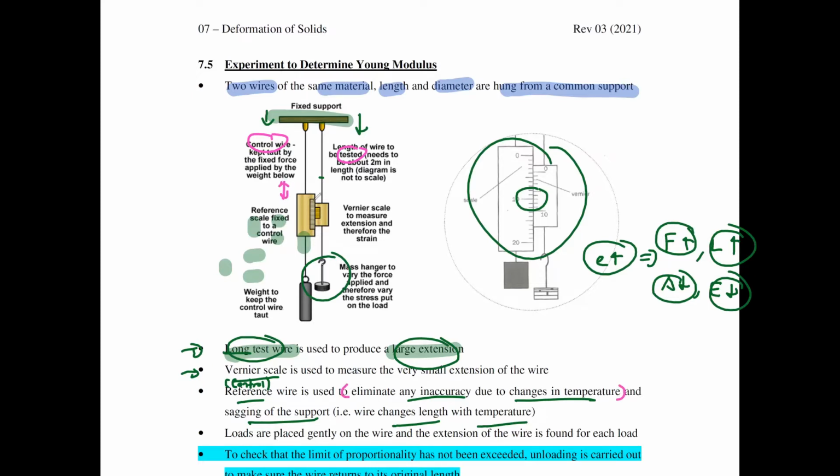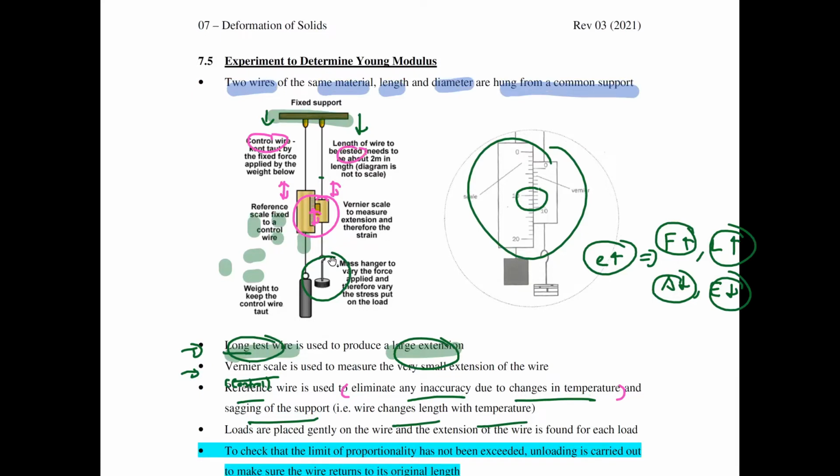If this one extends, the other extends together by the same amount. So your Vernier scale here will move together. Whatever changes in length due to temperature will actually be eliminated. What you measure then is really just the change in length due to load.